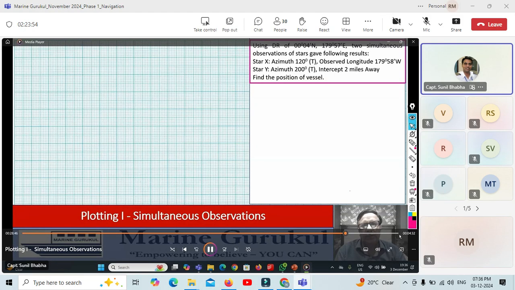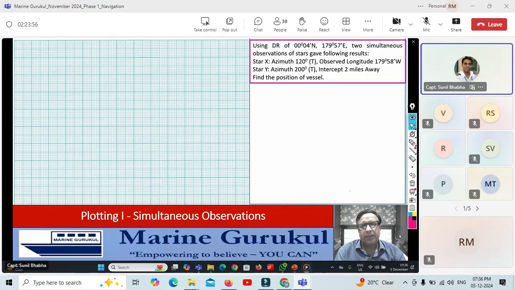We quickly run through the last example. DR 00 degrees 4 minutes north, 179 degrees 57 minutes east. Two simultaneous observations: star X azimuth 120 degrees true, observed longitude 179 degrees 58 minutes west; star Y azimuth 200 degrees true, intercept 2 miles away. To find the vessel's position.